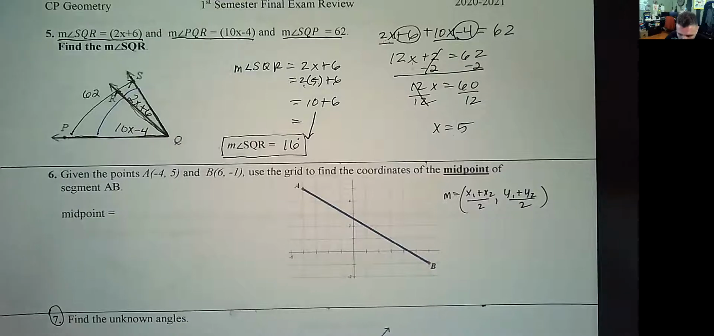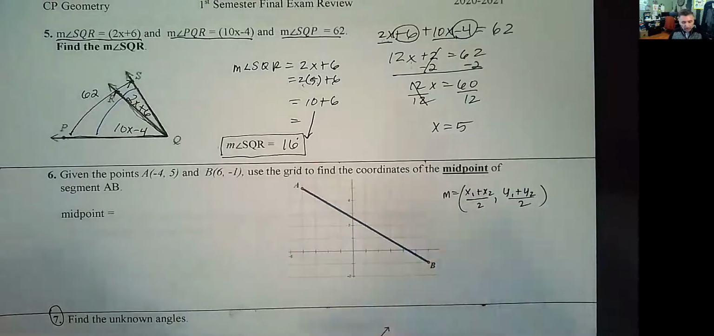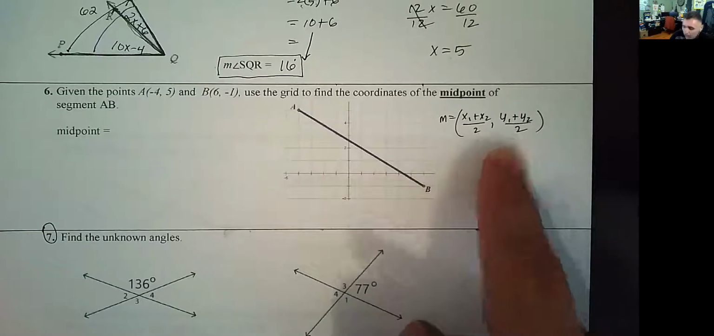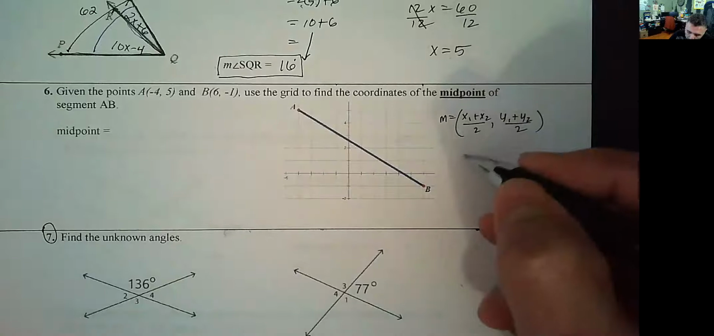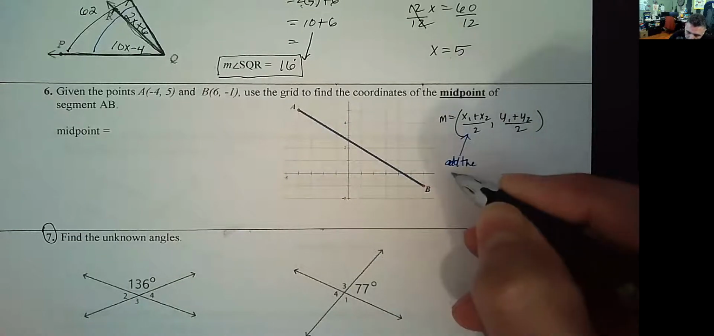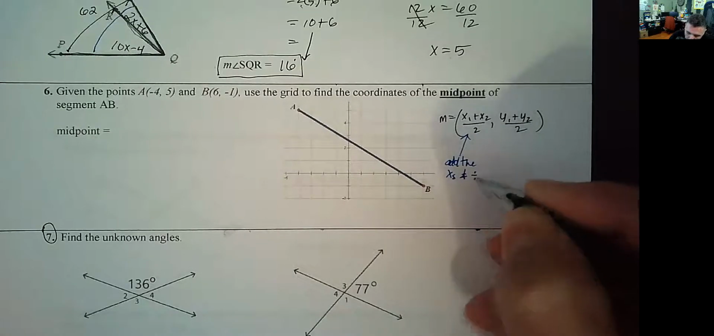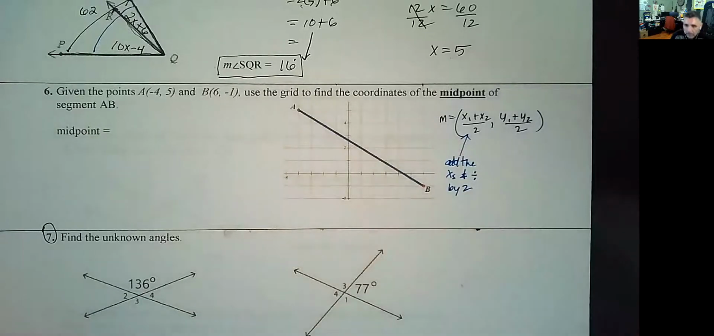So let's move on to number 6. Number 6, midpoint formula. You should have the midpoint formula in your notebook. If not, copy it down. This is the midpoint formula. I think it's easy to work with. This just tells us to add the x's and then divide by 2. Easy. You're going to add two numbers. You all can add, and you all can divide by 2.